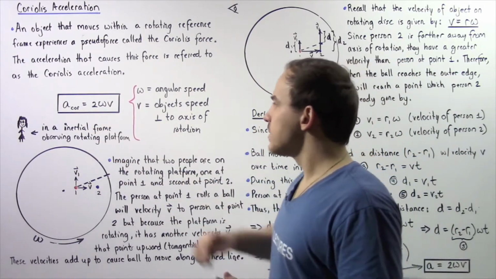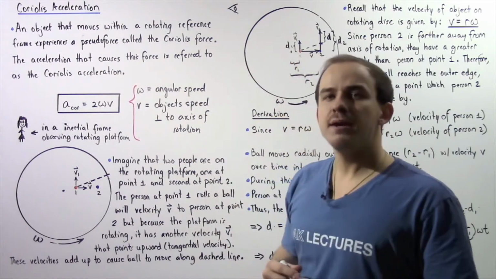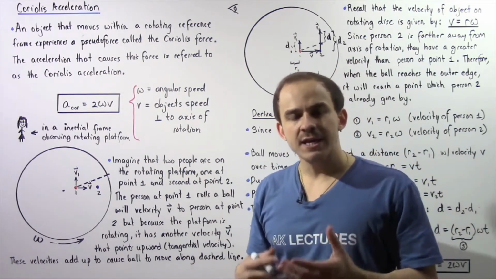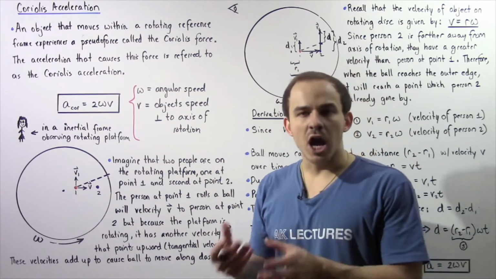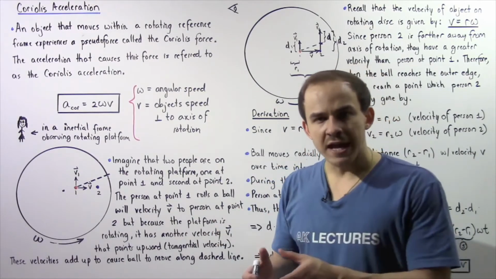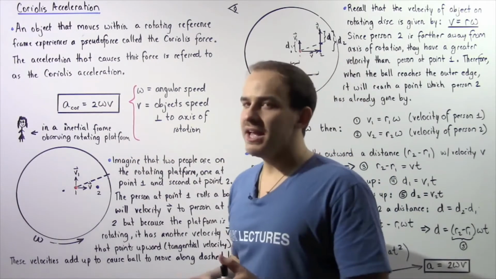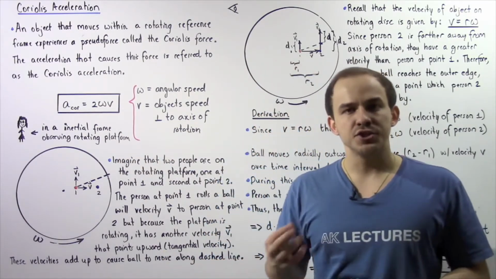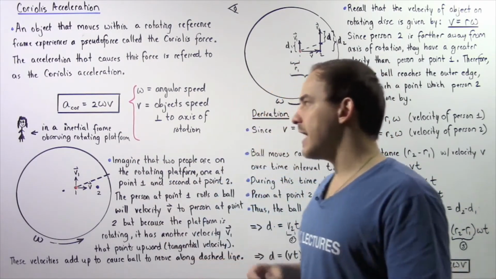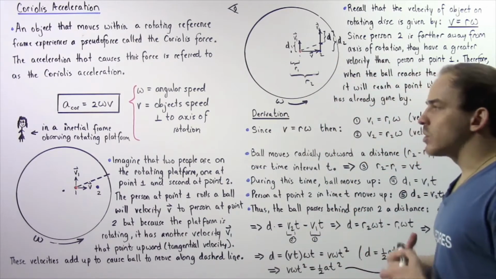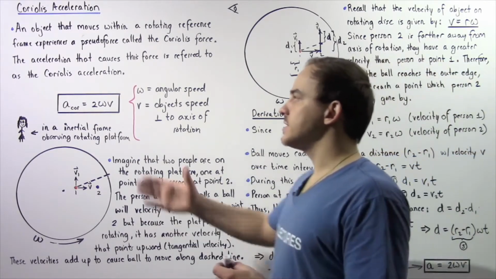by this formula. So 2 multiplied by omega multiplied by v, where v is the velocity of our object on that rotating frame that is perpendicular with the axis of rotation, and omega is our constant angular speed of that rotating frame. So in this lecture, we're actually going to derive this equation.